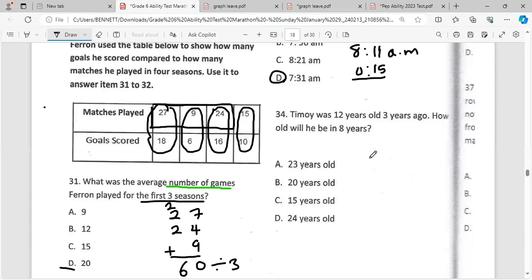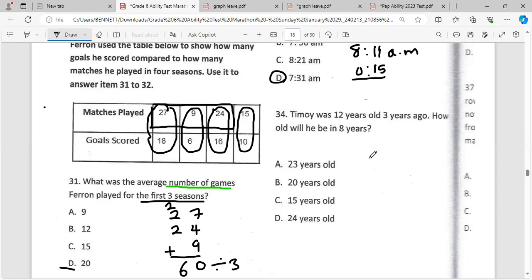Sir, may Ian explain as well? All right, wait, Jeremiah. Ian, go ahead. It says Timoy was 12 years old 3 years ago. So basically he's now 15, because I'm going to add the 12 and the 3, so he's 15 years old. Then it asks how old will he be in 8 years' time? So you're going to add how old he is now plus the 8 years' time, and that equals 23.